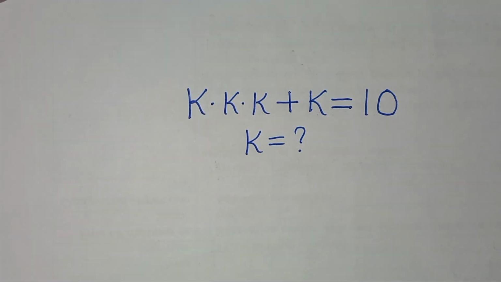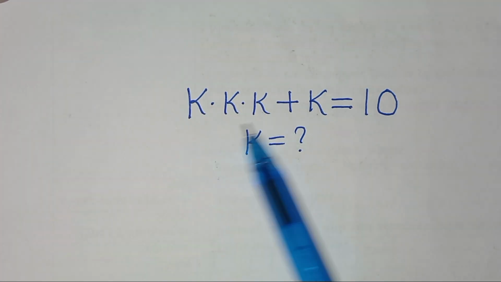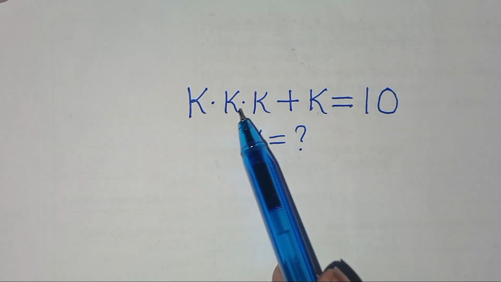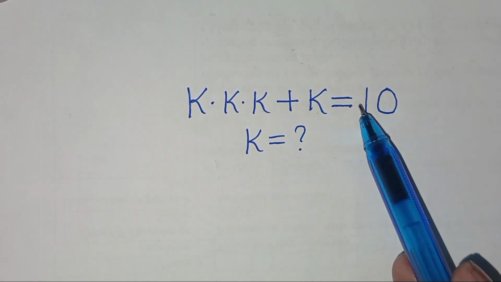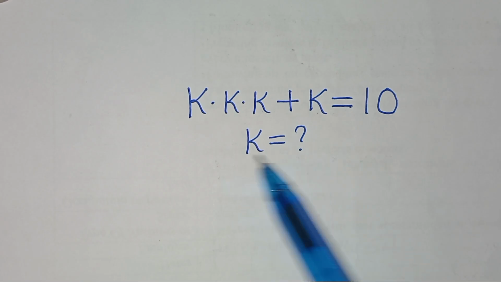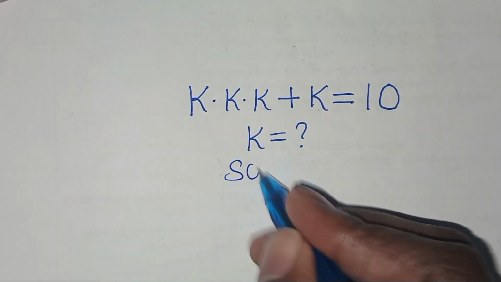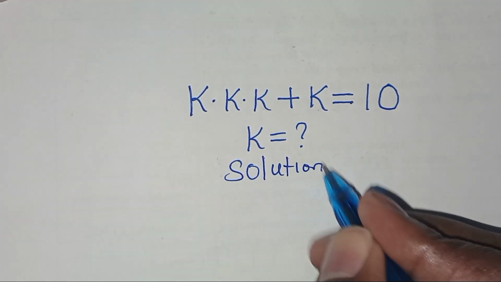Hello everyone, you're welcome to solve this nice algebra problem, which is k times k times k plus k, equal to 10. What are the values of k? Now, let's provide the solution here.